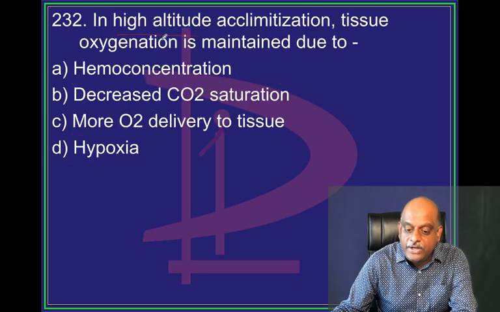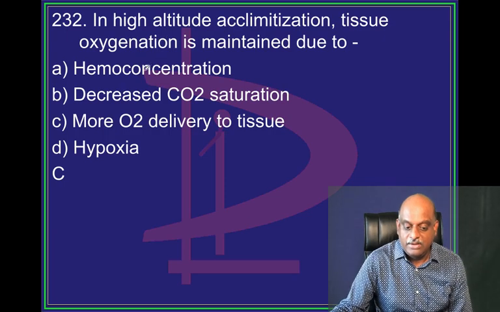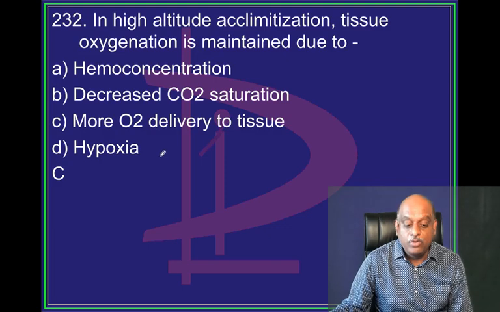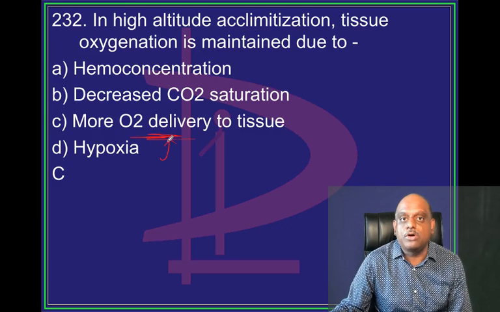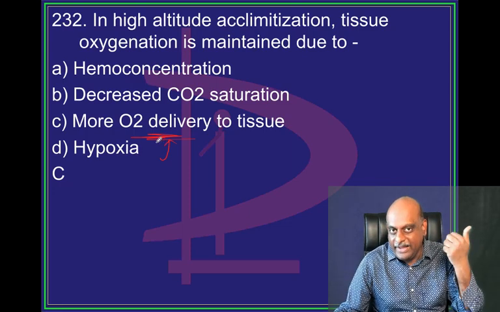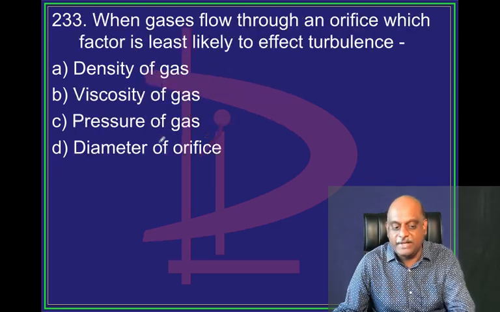In a high altitude acclimatization, hemoglobin will start delivering more oxygen to the tissue. It loses the affinity. It loses the affinity for oxygen.